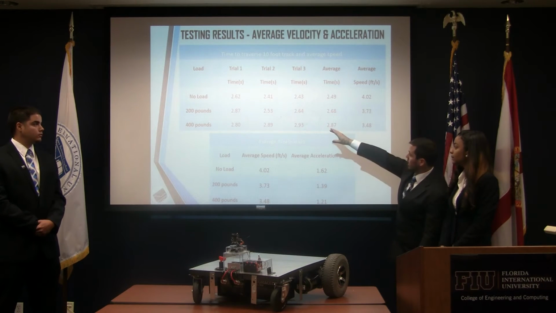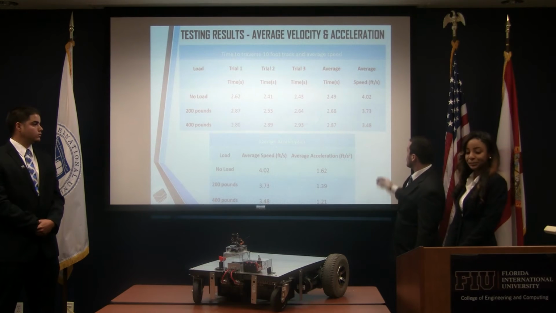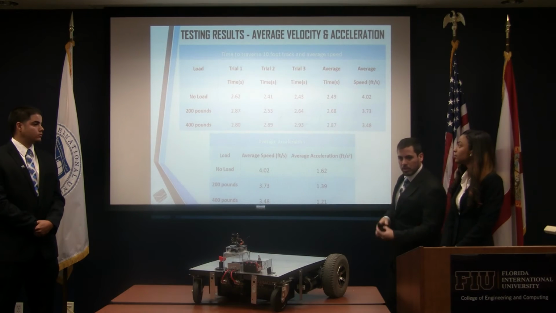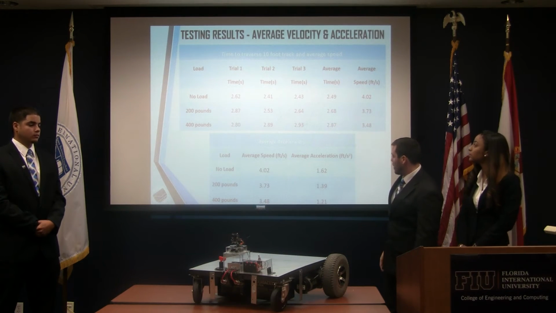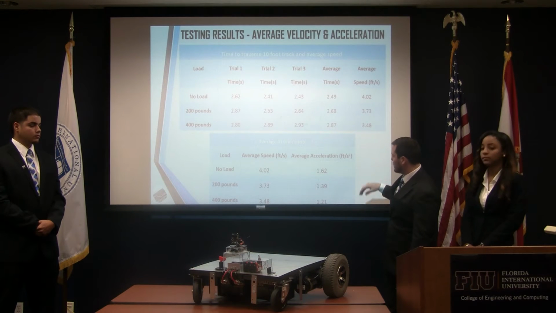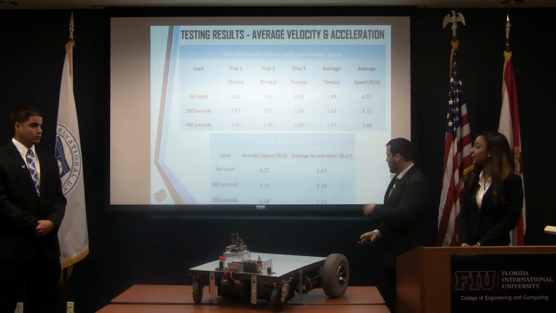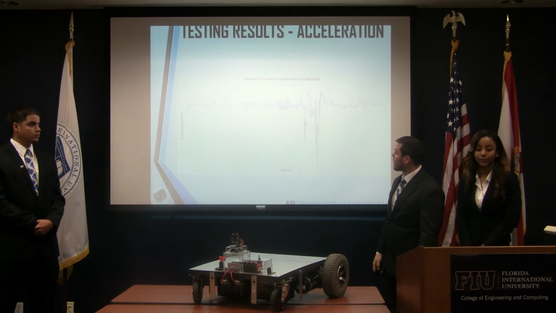Up here we have, like I said, the no load, 200-pound load, and 400-pound load. We got averages of 4.02 seconds, 3.73 seconds, and 3.48 seconds, so it varies very slightly between the no load and the 400-pound. Over those three tests, we took the distance divided by the time and found average accelerations of 1.62, 1.39, and 1.21.